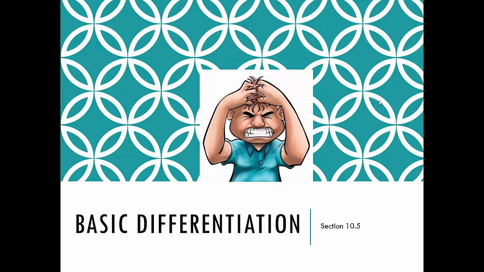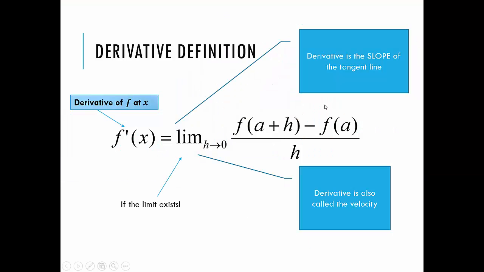Let's look at basic differentiation, where the definition of a derivative, so the derivative of f at x, f prime of x, is found by taking the limit of f of a plus h minus f of a all over h, and we're letting h approach 0. In other words, we're taking those secant lines and getting closer and closer until we finally only touch that one line, which is our tangent line.